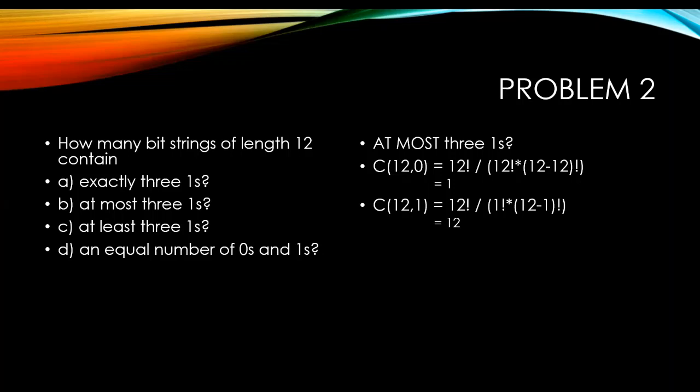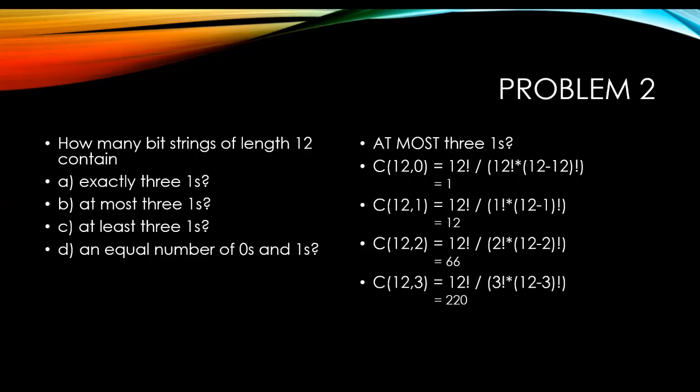Now let's move on with 2 of 1s in 12 bits. This is the solution, and the result is 66. And for 3 of 1s, we already solved it. We have 220. So we have the 4 scenarios, and to get the total that will represent at most 3 of 1s, just add 1, 12, 66, and 220. That will be the total. So we have 299 patterns that represent at most 3 of 1s.